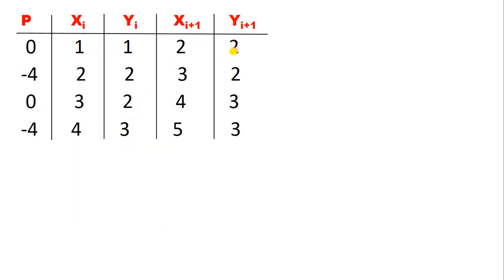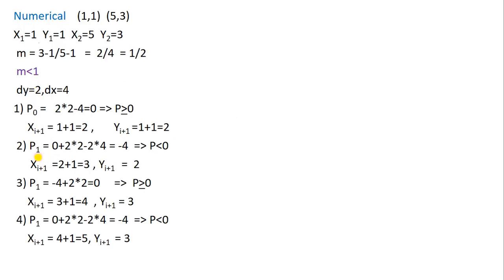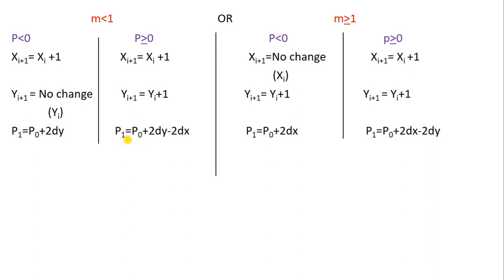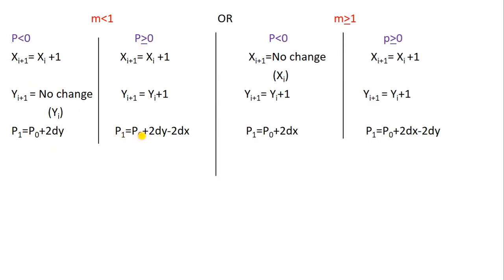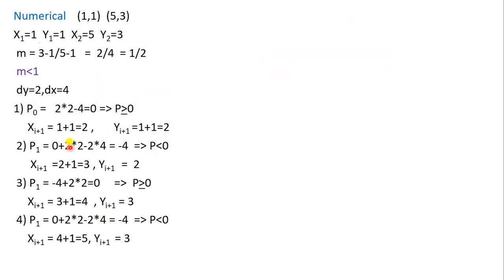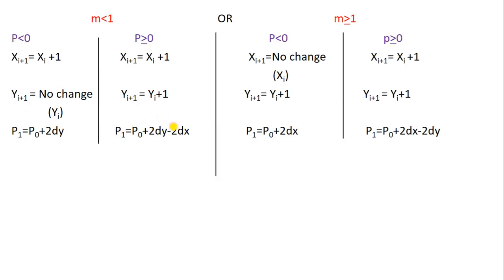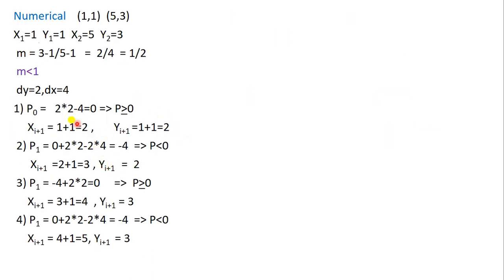Okay, after that what do we have to do? We have to find out the decision parameter. What is the decision parameter formula? P1 equals P0 plus 2 dy minus 2 dx. What is P0? Whatever the previous value is, that is 0. So 0 I have put as it is. Plus 2 dy, 2 I have put into dy. What is the dy value? 2 into 2. After that minus, minus I have put. After that 2 dx, so 2 I have put. What is the dx value? 4, means 2 into 4.